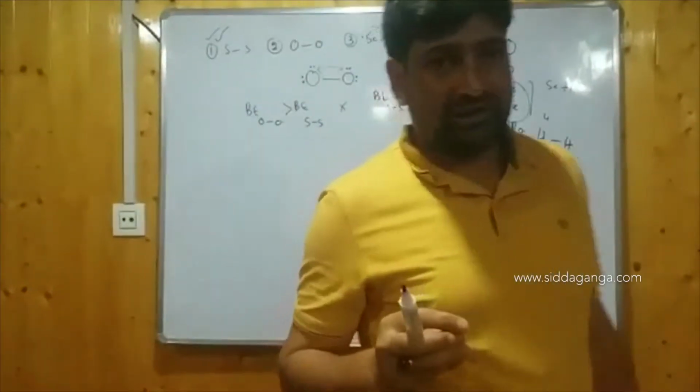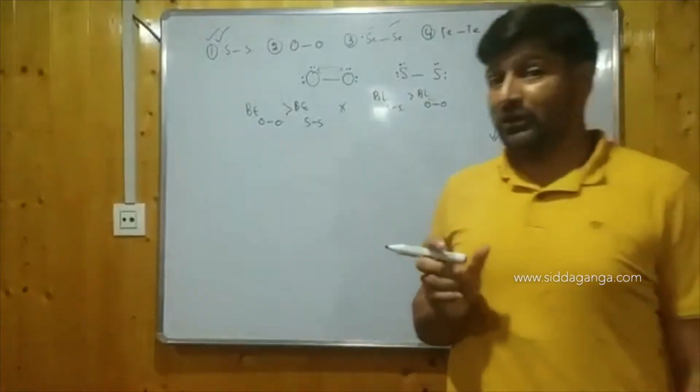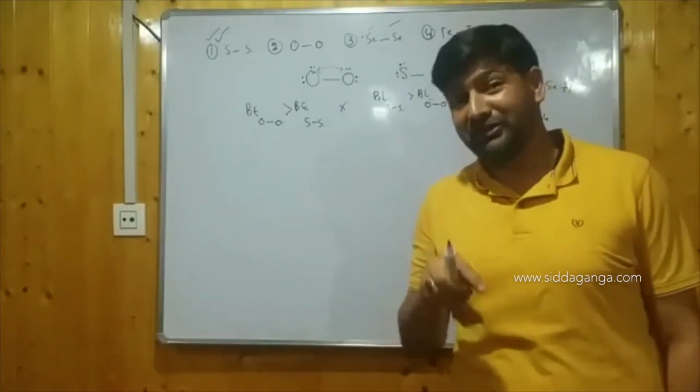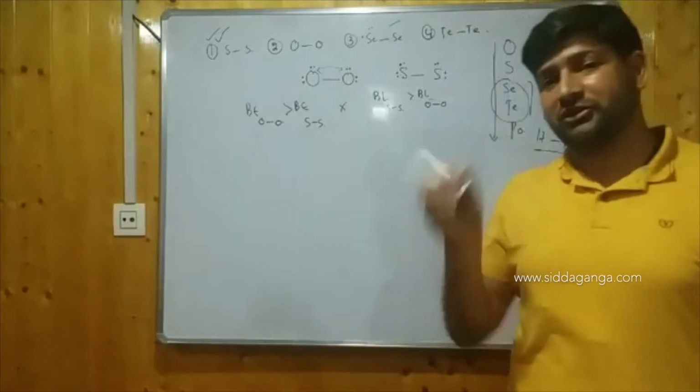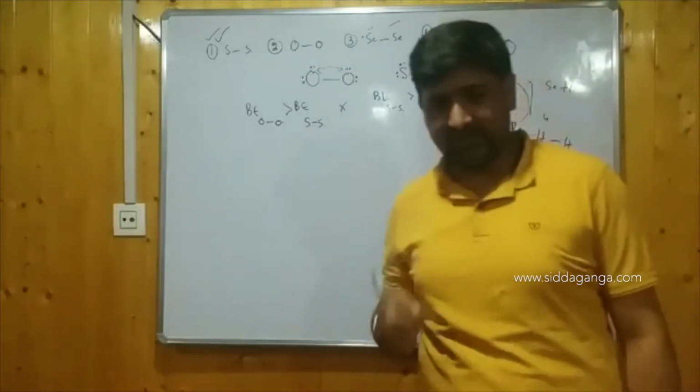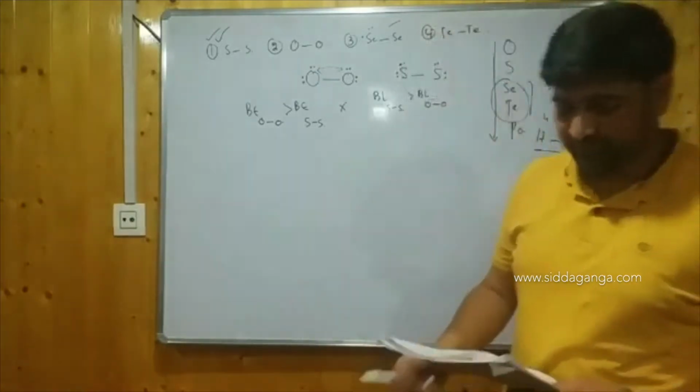Right? The smaller the atom, the smaller the bond length, but the more the repulsions of the electrons which are unshared by that particular atom. Am I clear with this? Right. Let us see the next question.